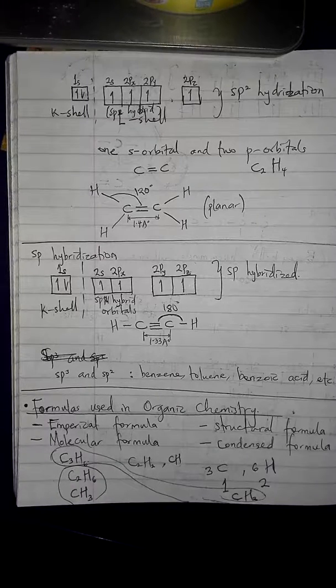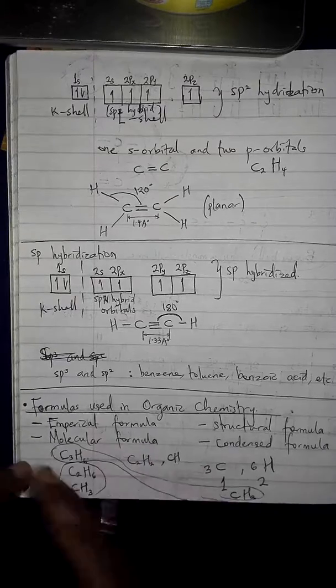Empirical is to just tell us the simplest ratio of combination. There are calculations around this. For instance, if you are given some details about the composition of a compound, how can you find out what its empirical formula is? How can you find out what its molecular formula is? That's what we're going to take up in the next class.